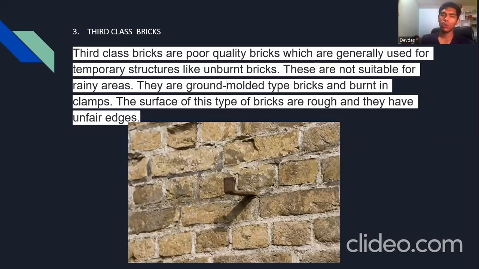Third class bricks are the lowest quality of bricks. These are basically used in temporary buildings, such as when you have a huge building project and the masons living there need to reside in a small building. So for temporary structures, these bricks are used. Third class bricks are poor quality bricks, generally used for temporary structures, like unburned bricks. These are not suitable for rainy areas. The water absorbent property of third class bricks is very high, like 25%. So if these are used in rainy areas, the structures break easily, even without effort.